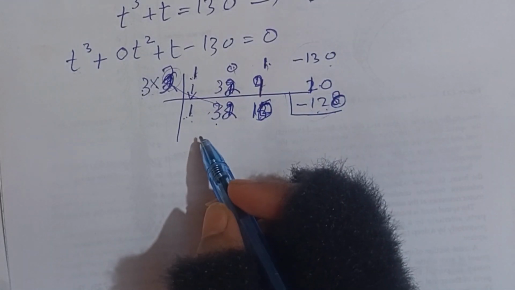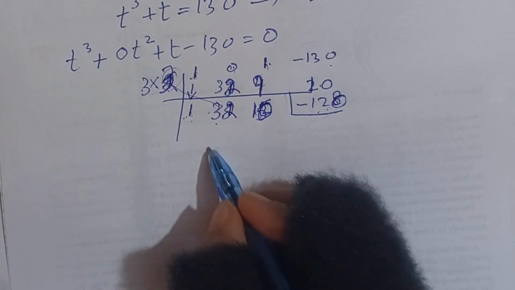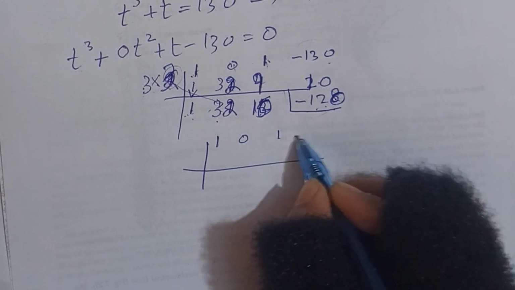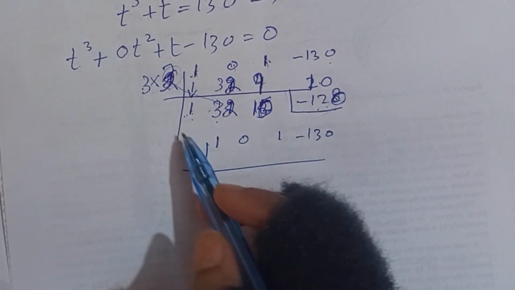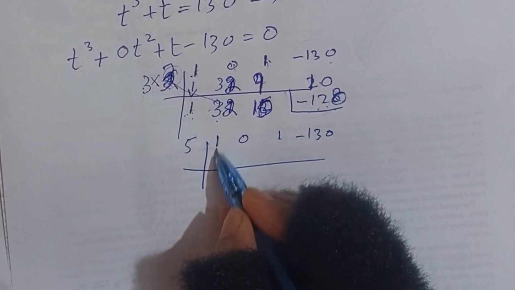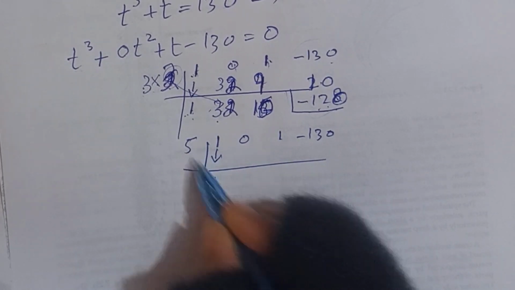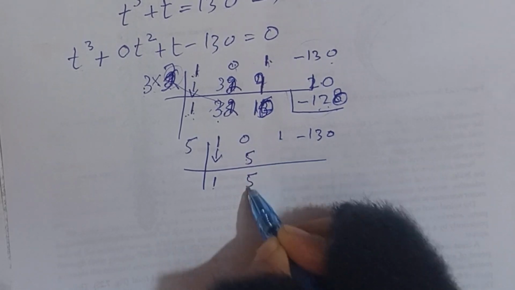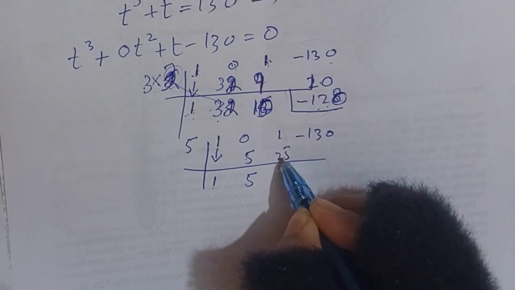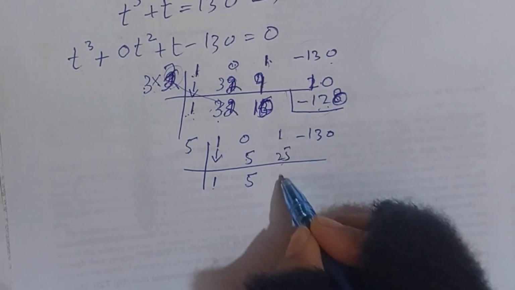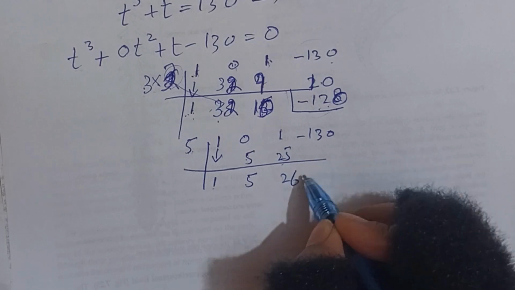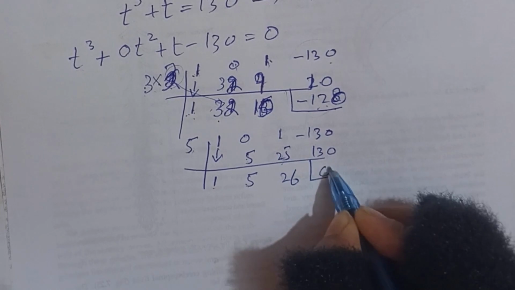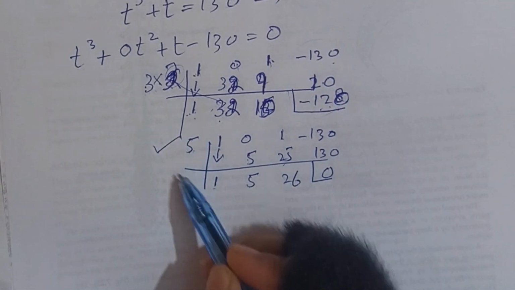Now in the next step, we select 5. So we write here 1, 0, 1 and minus 130. Now we select 5. We write this as it is. So multiply 5 by 1, we just get 5. If we add, then we get 5. 5 multiply 5 is 25, and if we add, then we get 26, and 5 multiply 26 is just 130. And if we solve, then we get 0. So remainder is 0 in this case. So this condition is true.